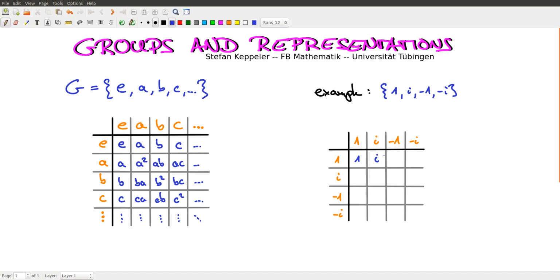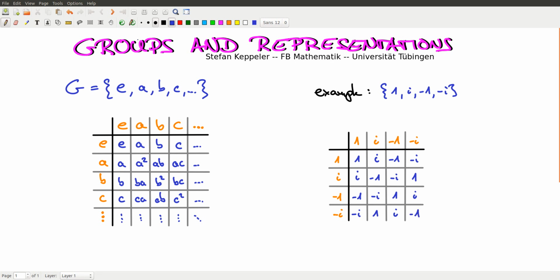So 1 times i is i, minus 1, and minus i, same here. i times 1 is i, minus 1 times 1 is minus 1, minus i. So i times i is minus 1, i times minus 1 is minus i, and i times minus i is 1. And so on. Minus 1 times i is minus i. Here we get 1 and an i. And here we get 1, i, minus 1.